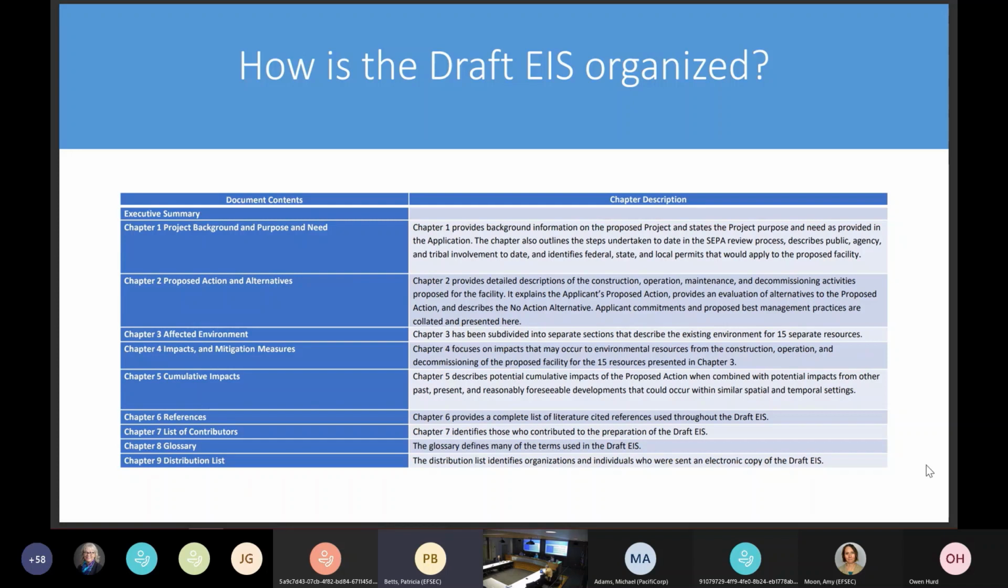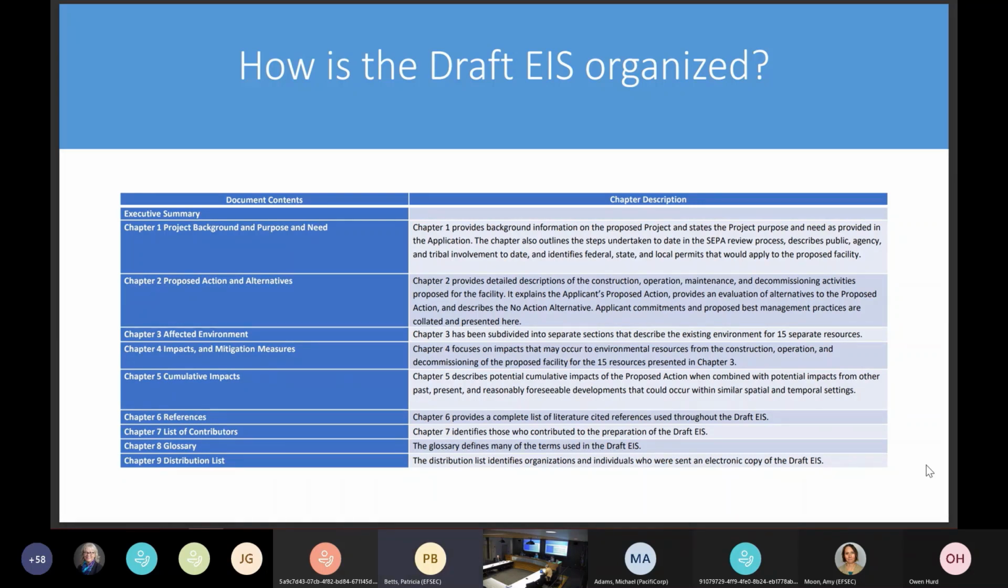Chapter 3 is about the environment. The existing or affected environment is covered in Chapter 3, because the project is going to cause disturbance and impacts to environmental resources, it's important for us to know what the existing condition is of the resources that are going to be affected by the project.